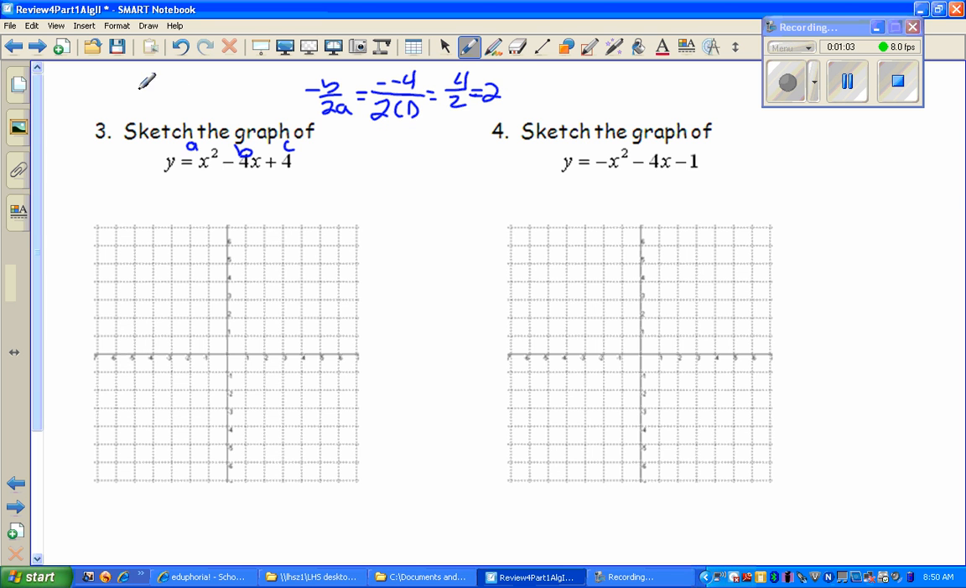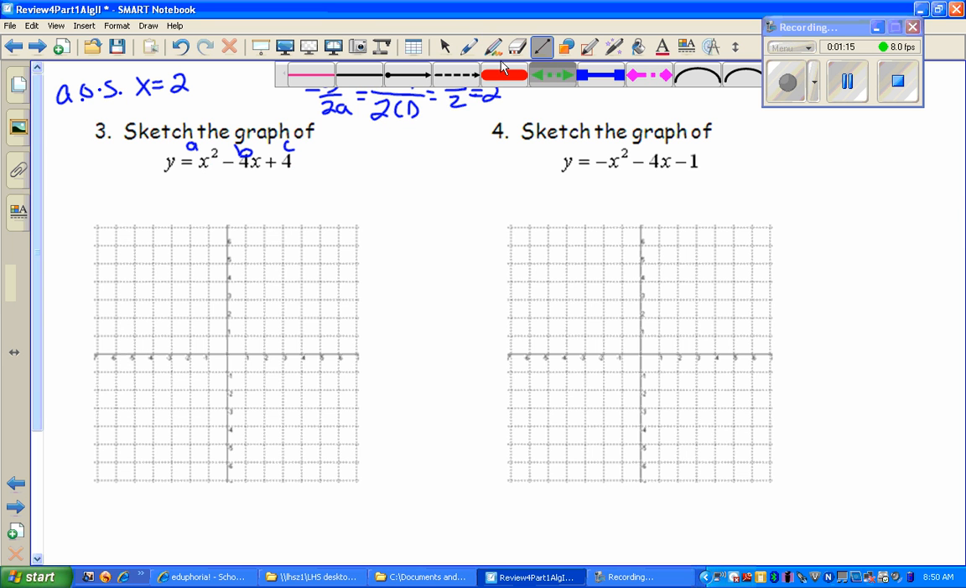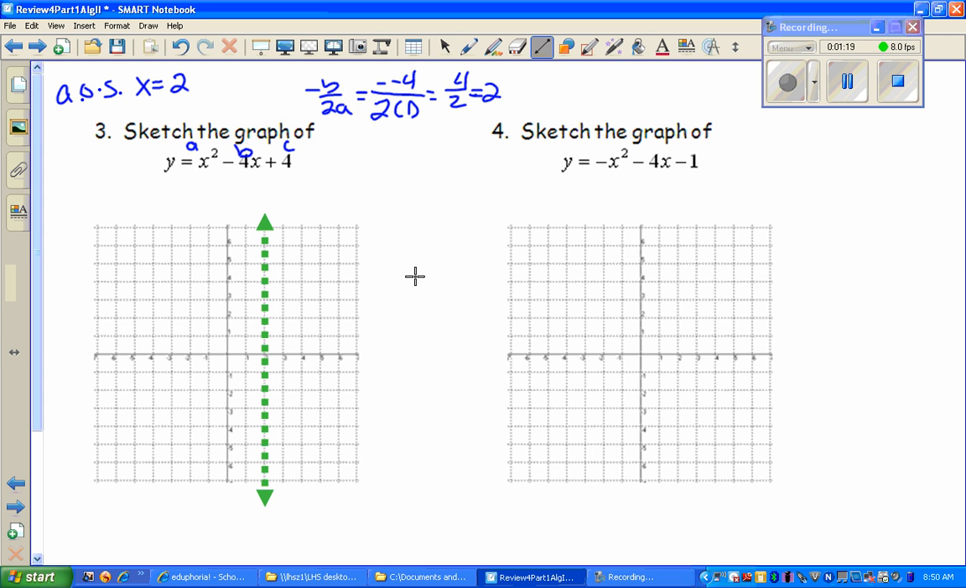So the axis of symmetry, and you may have to label that on the test, you have to put x equals, in this case x equals 2. Then we need the y value for that parabola, and I'm going to graph this axis of symmetry. There's my axis of symmetry.